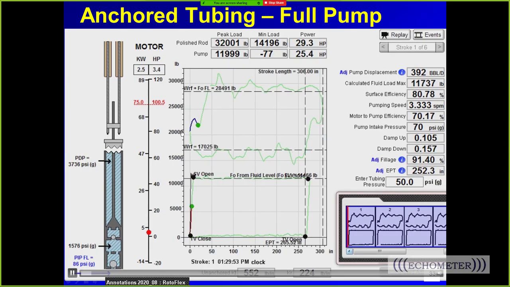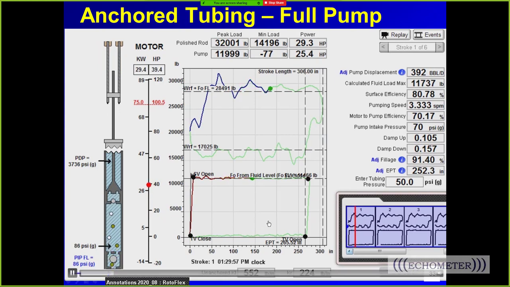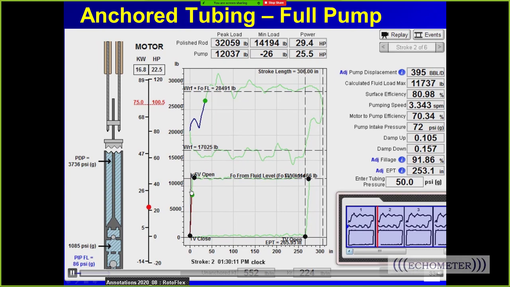Now this is a well that has anchor tubing and it's a Rotaflex pumping unit. And what we're seeing here is that this tubing anchor line and the pump card line don't quite match. Normally when you have a little bit of slippage, that causes this vertical load line, this pump card measure line, to be a little bit past the tubing stretch line right here.